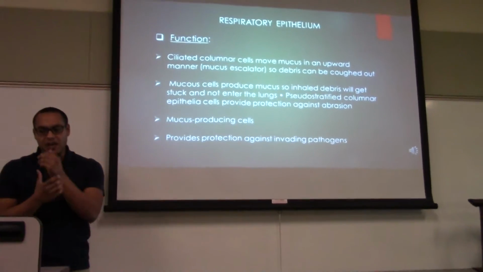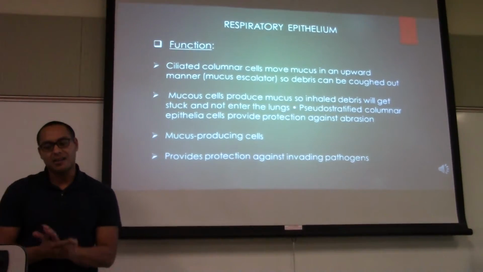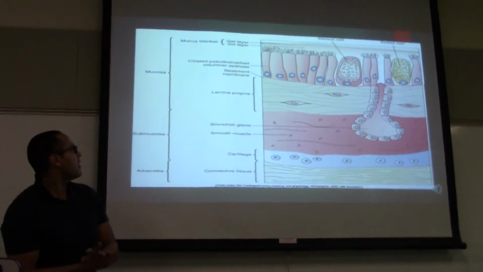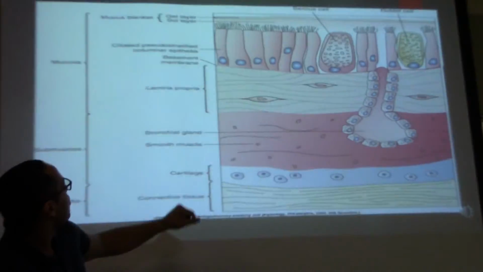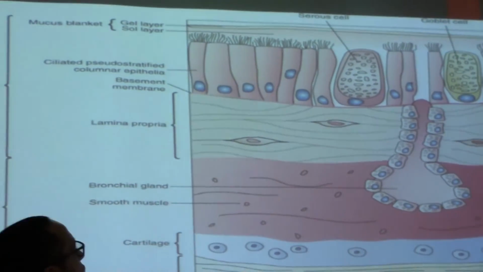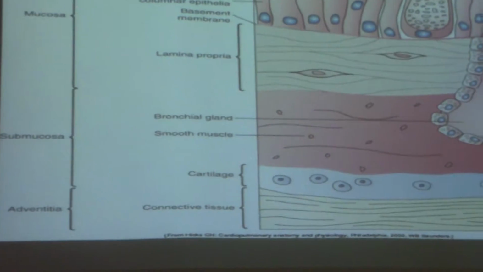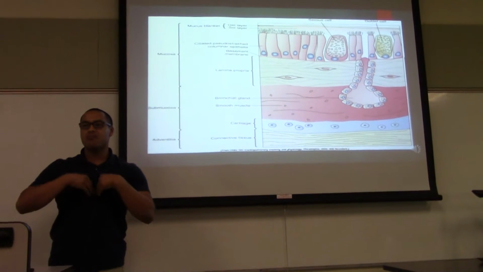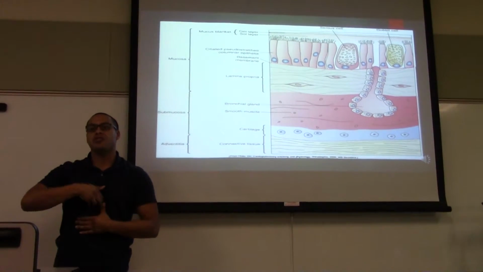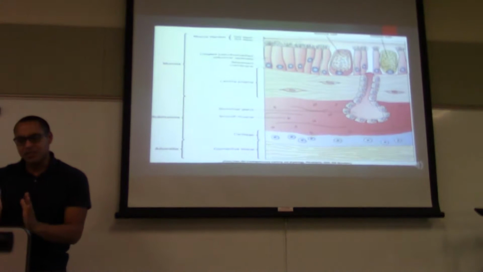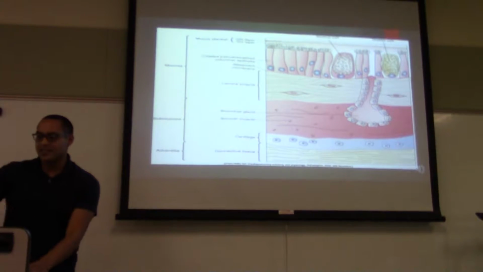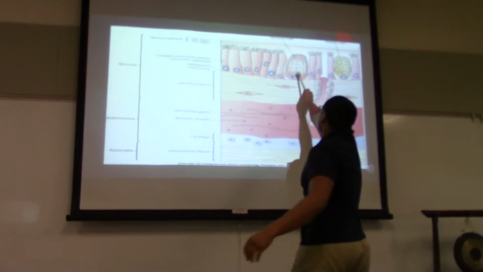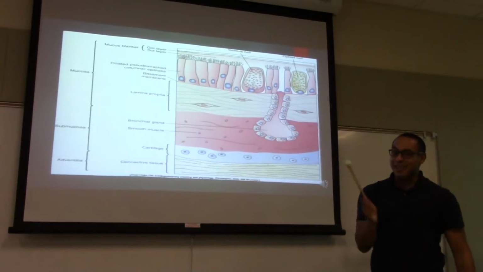Okay, the function. Let's go to the picture here. So I talked about the cilia, which is right here. You see little hair-like figures. What those do is they propel mucus upward, up the trachea, and promote coughing. So you cough out that stuff. But the mucus is produced by these cells, the serous cell and the goblet cell. These here, boom, boom, and those make the mucus blanket.